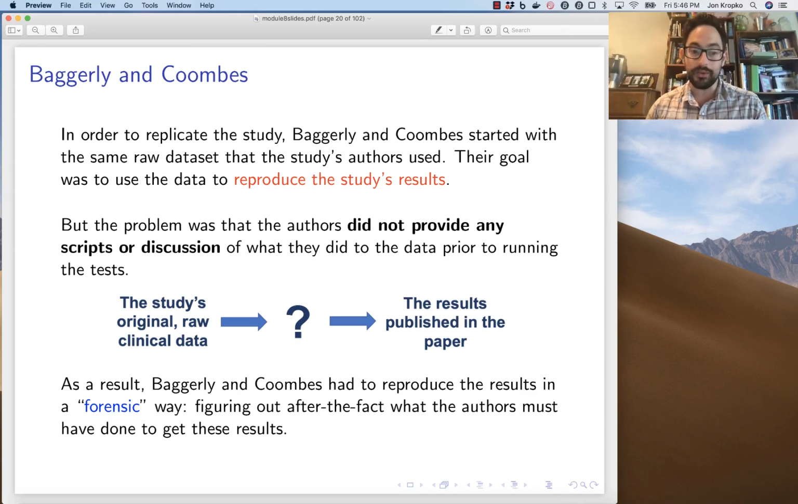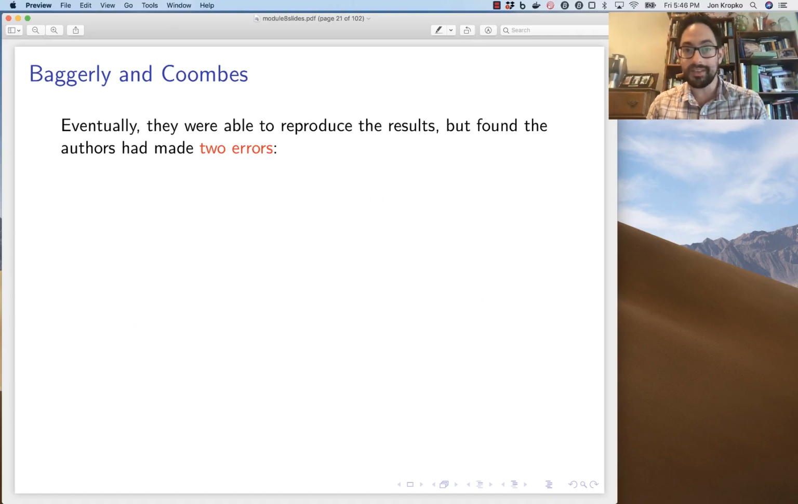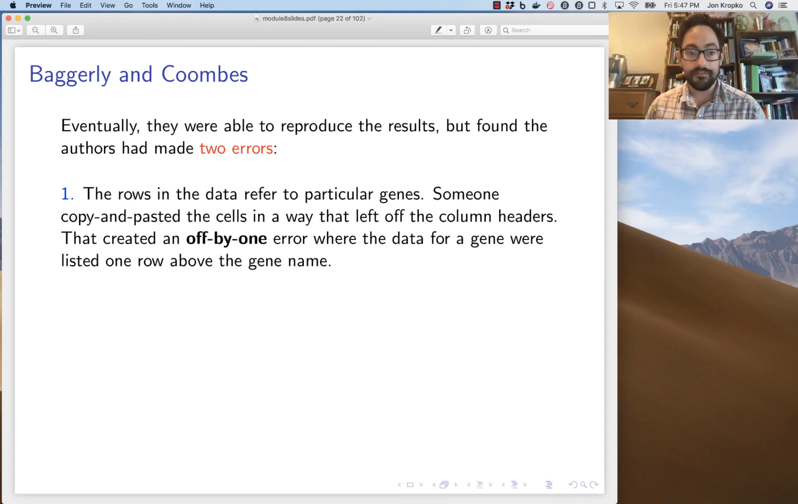They had to dig around the raw data, trying any number of ways to clean it in order to get to the same results. So they worked on that for a long time. They were unable to get the same results unless they made mistakes on purpose. So they eventually found two errors, right? In order to replicate the results, first they had to create an off by one error.